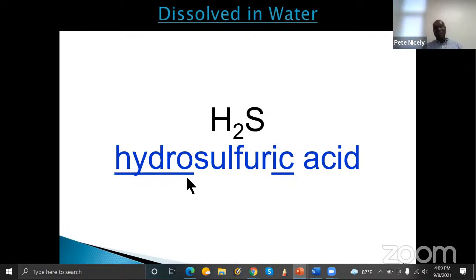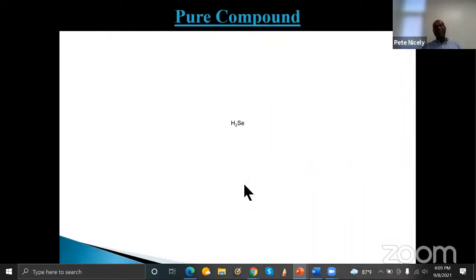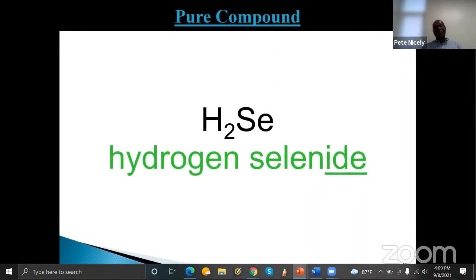Again, hydro we start off with, then the sulfur, which would be the stem, or actually the name of the actual element in this case, then ic acid, all right? So that's basically how we name these acids. So here's another example. The name of this compound is hydrogen selenide. So can anybody tell me what the name of the corresponding acid would be?